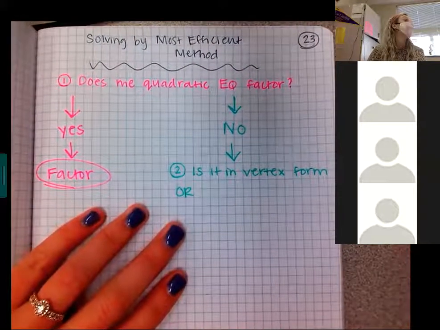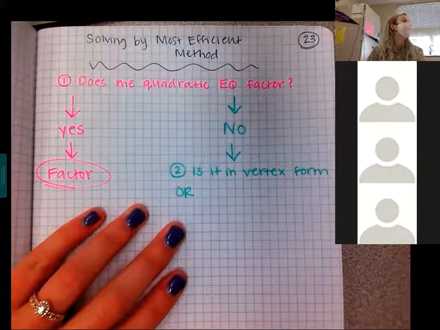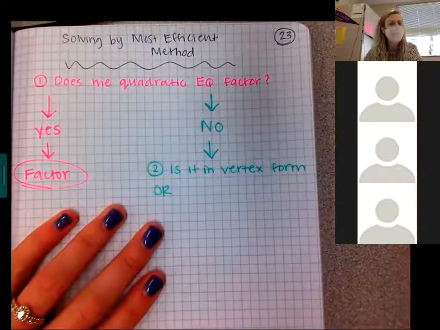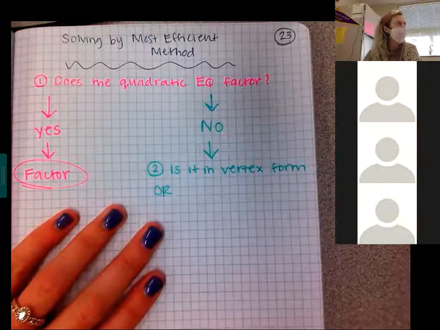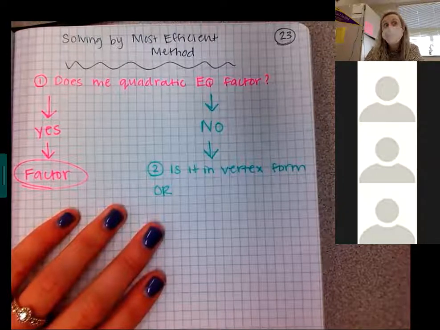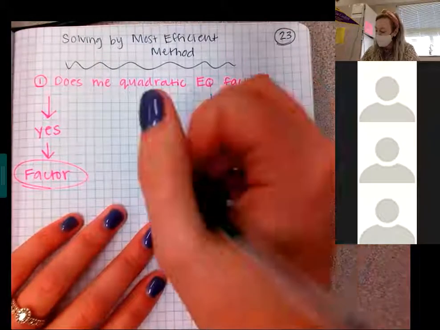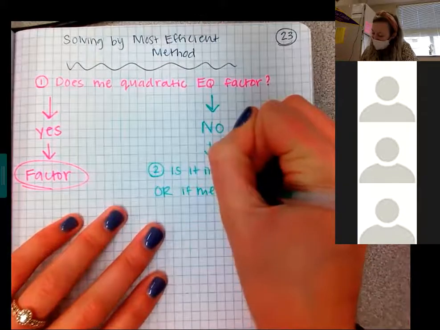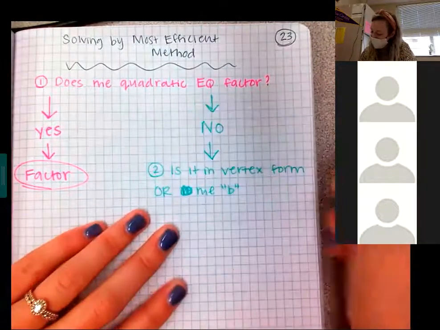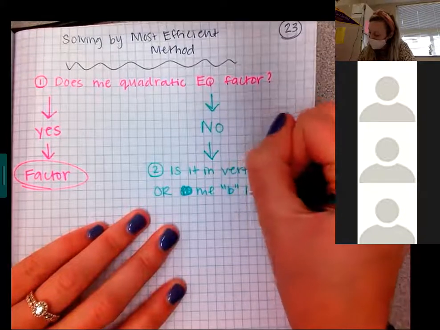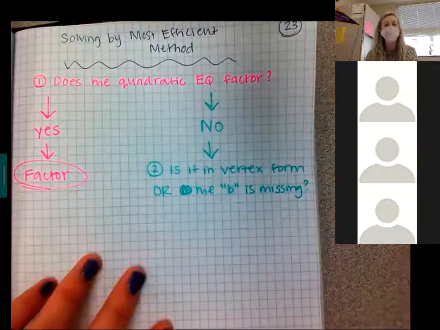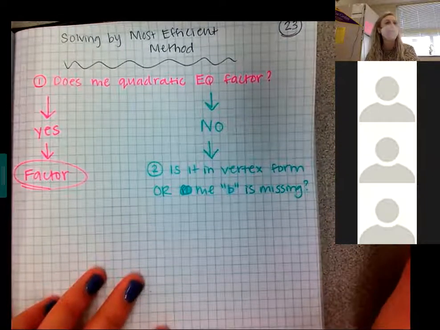Pay attention, write this down. Oh, come on, y'all. When do we use square root method? If it's in vertex form or if what? You can look back in your notes. Good, L'Oreal. 2 points on your test. Good job, babe. Or if the B is missing. If it's in vertex form or the B is missing, what are you going to use?